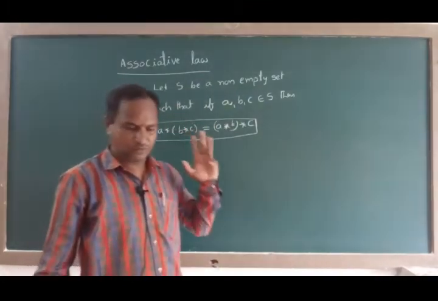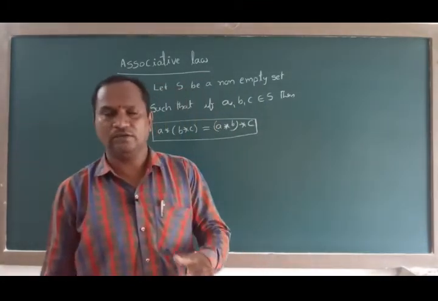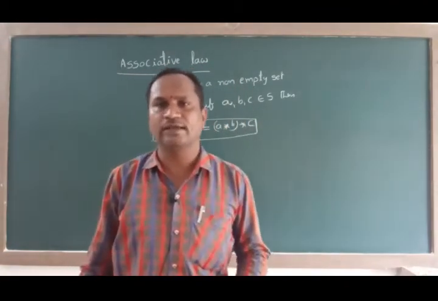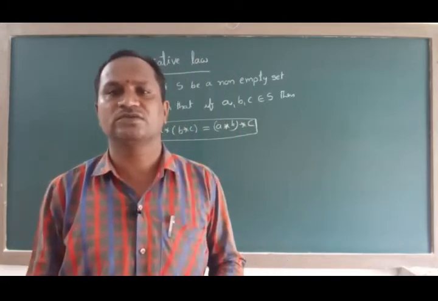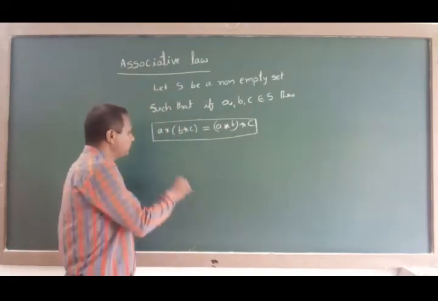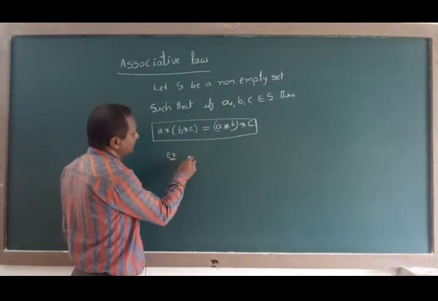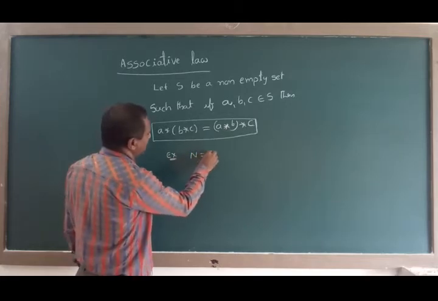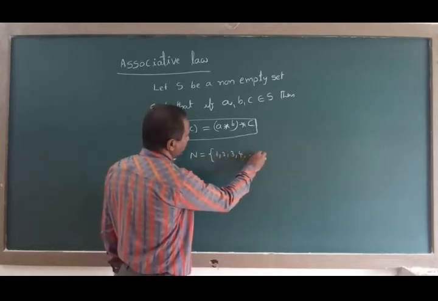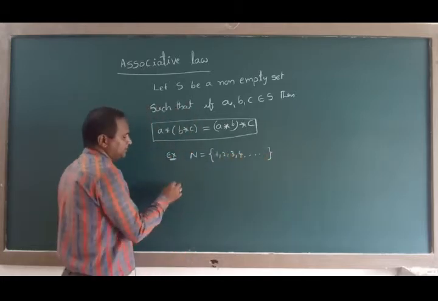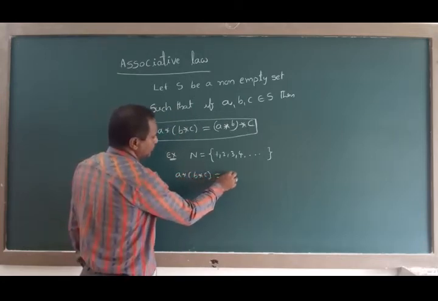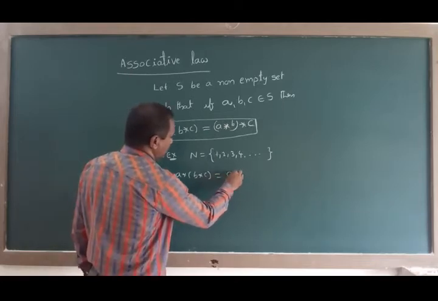Say, for example, we'll take the set of natural numbers, and on that only we'll take addition as the operation. With respect to addition, whether they are following or forming the associative law or not, now we have to check that property here. Example for this: take the set of all natural numbers N is equal to 1, 2, 3, 4 and so on. Now take with respect to addition, A star of B star C is equal to A star B, star C here.